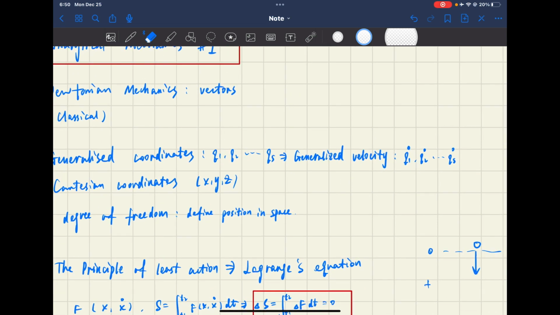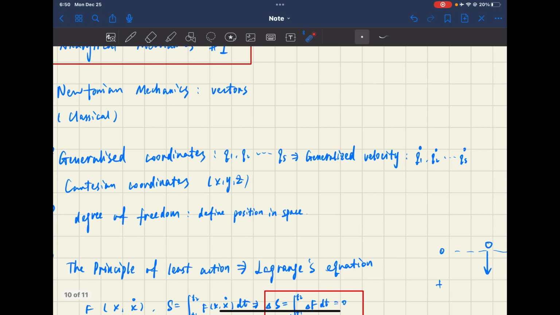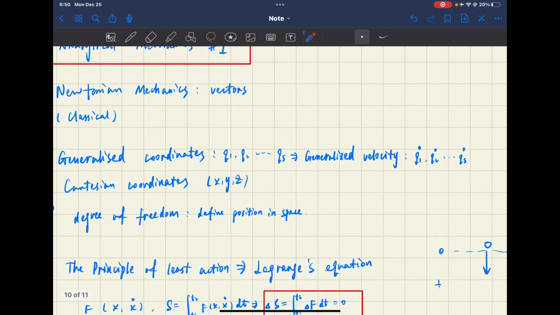Sometimes we need more than one generalized coordinate to describe the position of the object. If we use 1, 2, 3, 4, 5 up to s, there will be s generalized coordinates used to define the position in space, and we call the number s the degree of freedom. I'm going to repeat it: it's the number of coordinates we need to determine the position of an object.